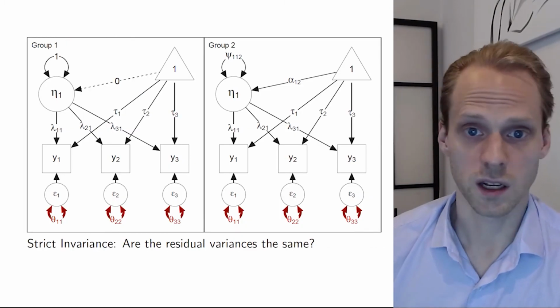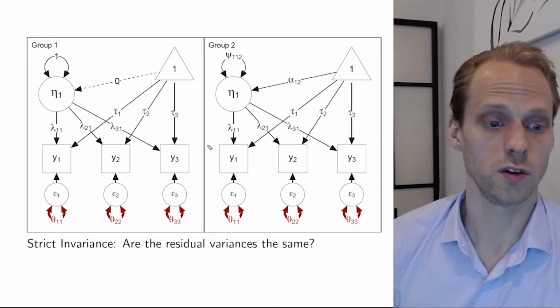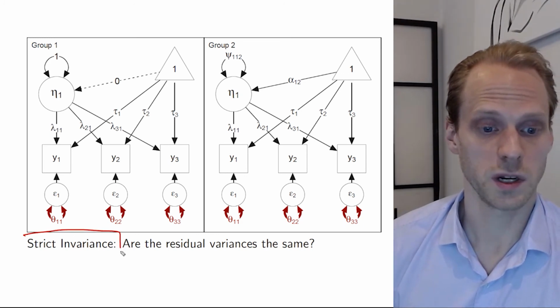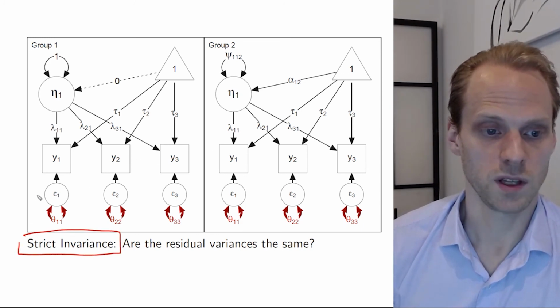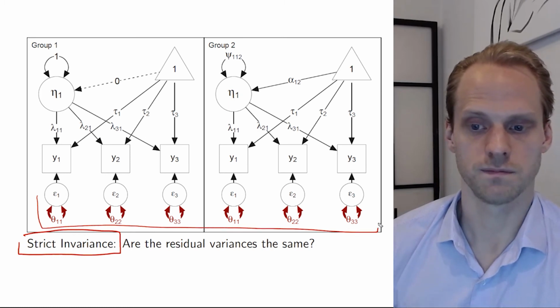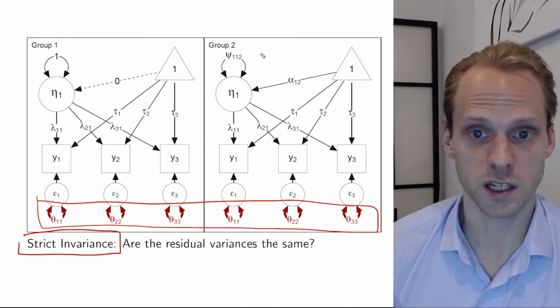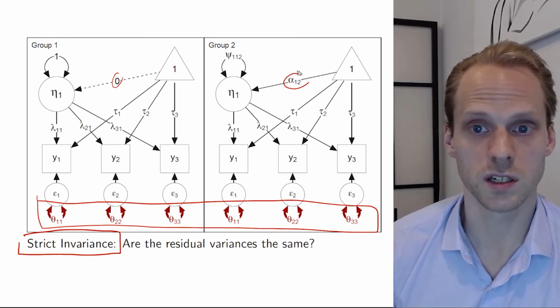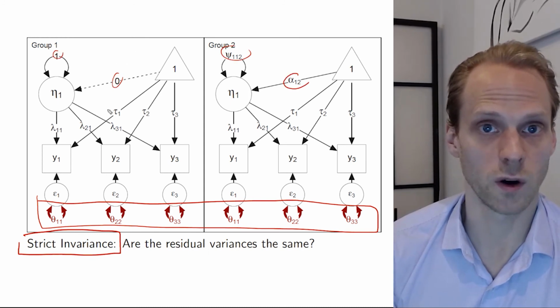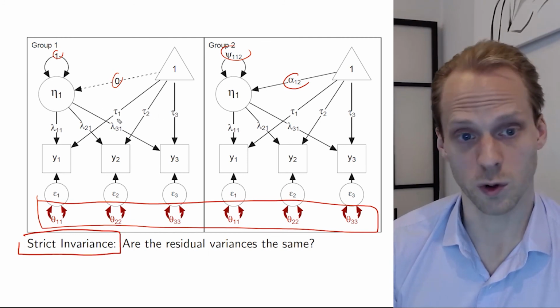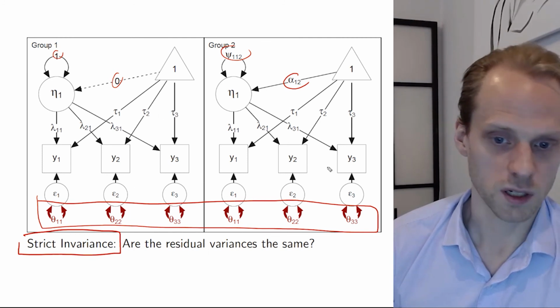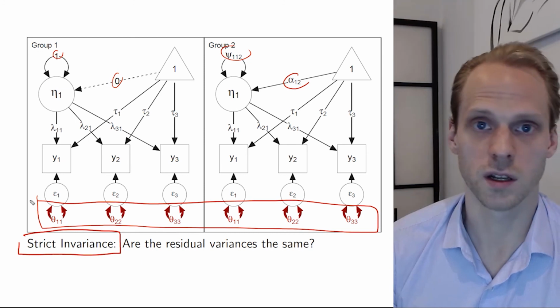The final step would be to establish strict invariance, where we test if the residuals are the same. And this we actually don't need for the homogeneity test. For the homogeneity test, we're going to look at the means and the variances, and for that we only need partial weak and partial strong invariance. But this is still a useful thing to know.